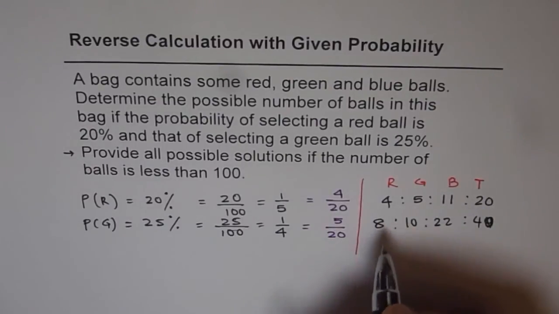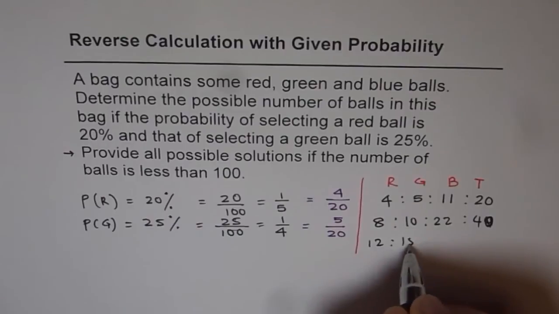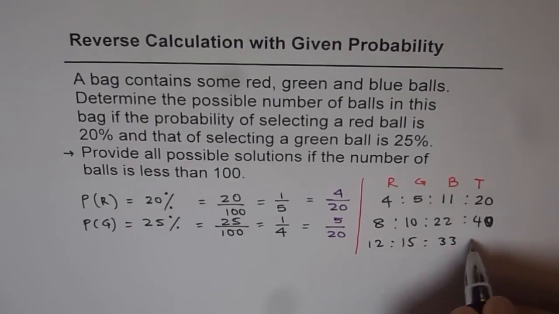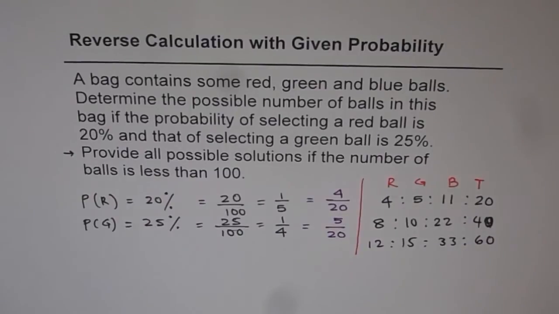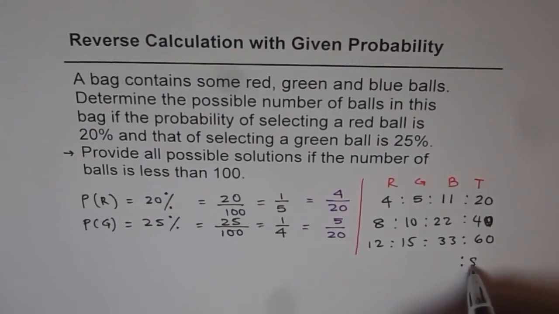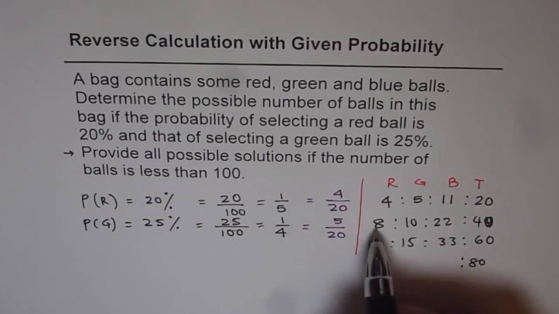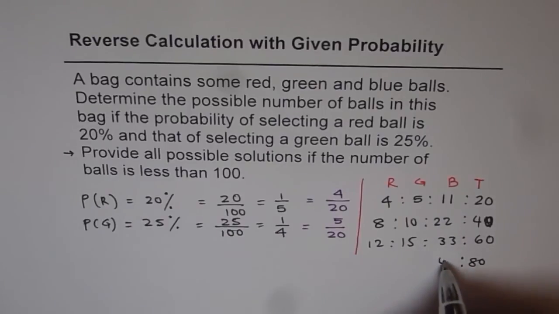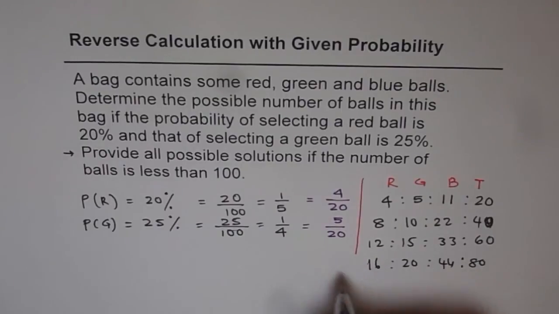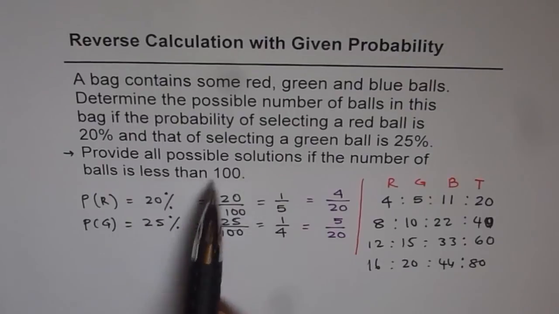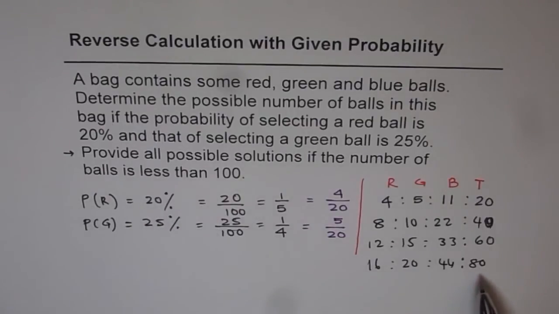How about times 3? Times 3 also works. 4 times 3 is 12, and then we have 15, 33, and that should give us total number as 60, right? And also times 4, 80 is less than 100, right? So we get 80. We can double 8, 10 and 22. So we get 44 here. 10 times 2 is 20 and 8 times 2 is 16. So these are all the combinations which are giving us total number of balls as less than 100, right? Next is 100. So we should not be including 100, right?